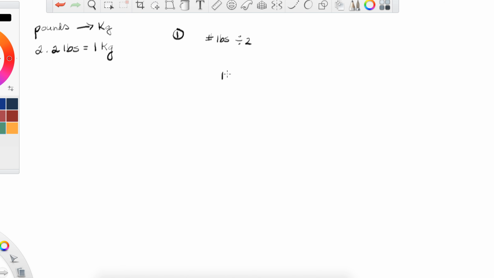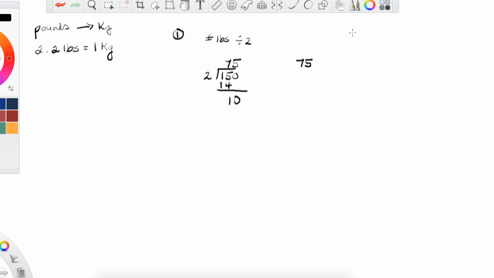So if we have 150 pounds and we divide that number by 2, 2 times 7 is 14. We have 1 left over. We bring the 0 down and 2 goes into 10 5 times. So we know that we have 75 from step 1.